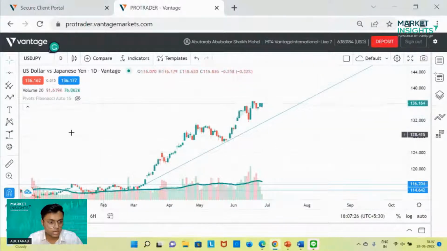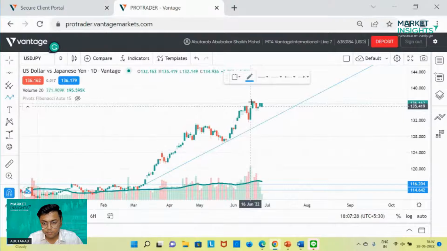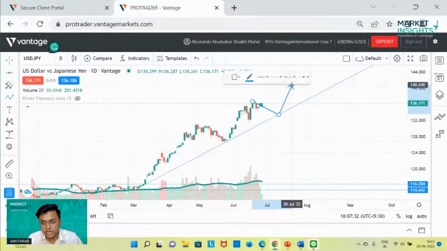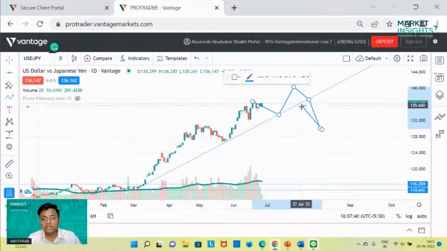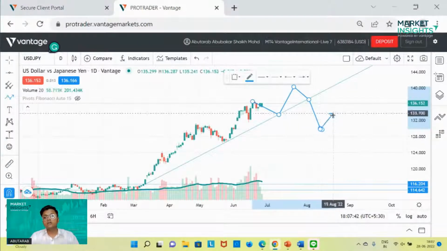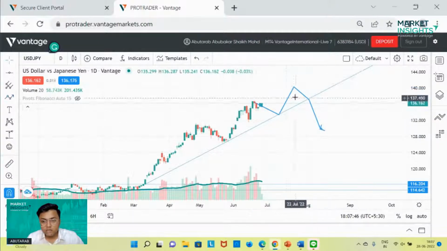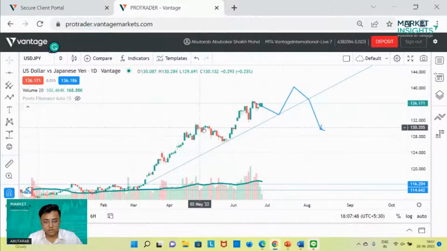Okay, I've taken an arrow. If the price goes down, touches the trend line, and goes up again, and then it comes down again here and breaks down from this trend line, then the trend will be changed. Until and unless that happens, we are going to see an uptrend in the USD JPY.